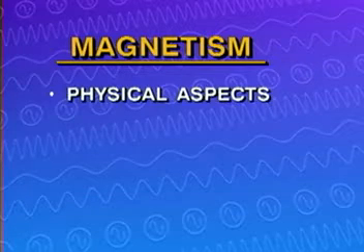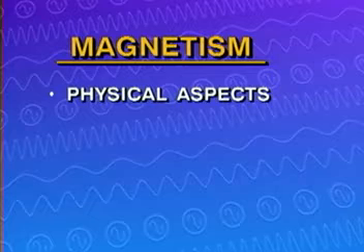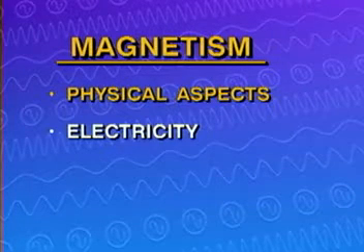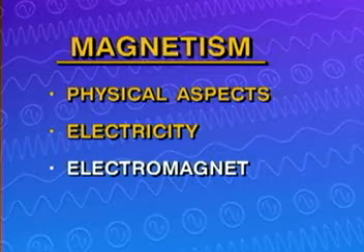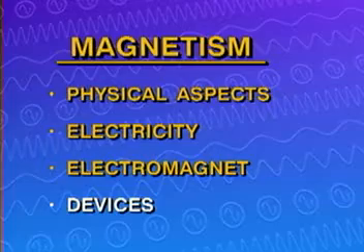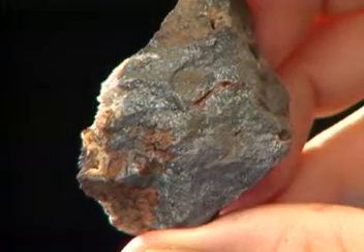In this video, the physical aspects of magnetic fields will be presented. The relationship between magnetism and electricity will be introduced. You'll see what an electromagnet is, and you'll be introduced to some common electrical devices that depend on magnetism for their operation. The first known magnets were found in a natural state.